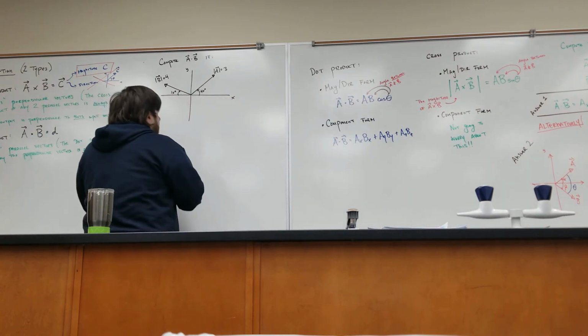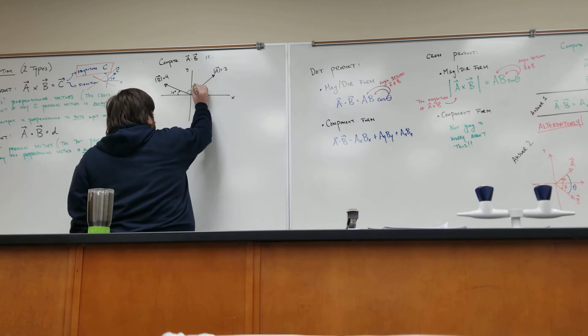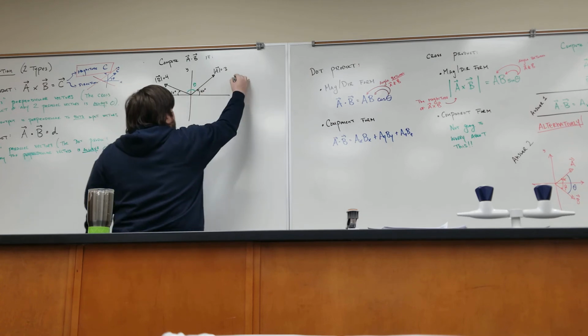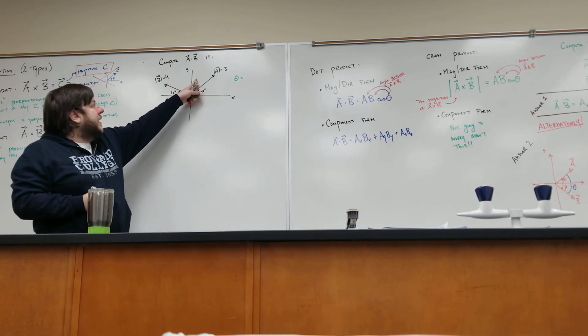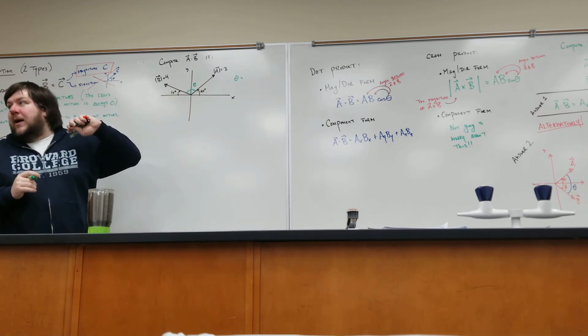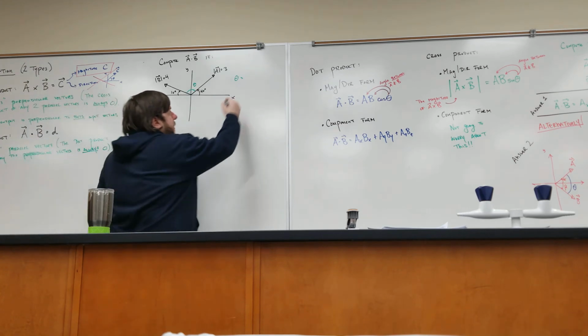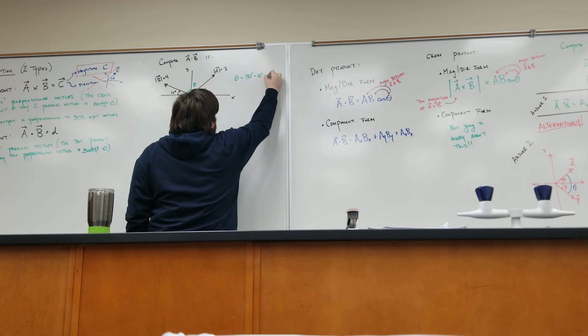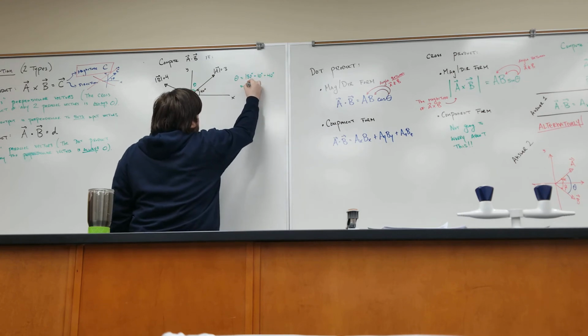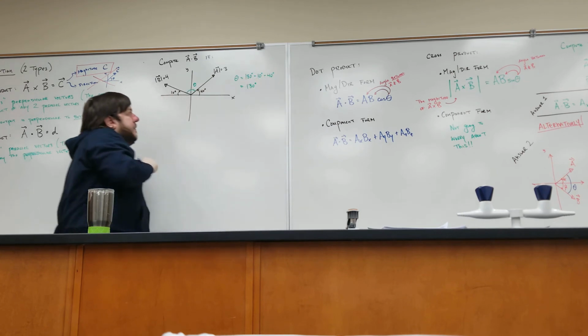180 minus 50. Exactly. This theta can be found by saying that 40 plus theta plus 10 has to add to 180. So this would be 180 minus 10 minus 40, which is 130, I want to say.